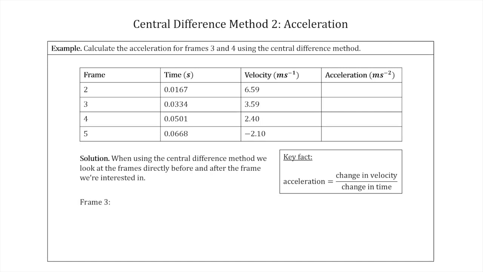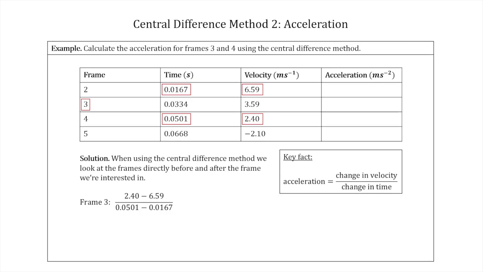Let's have a go at it. So frame 3. First, we want to use the information from frames 2 and 4. So the times and the velocities, and we want to look at the change, so the difference from frame 2 to 4. So we subtract whatever the information was in 2 from the corresponding number in 4. So we plug into that equation, we do that, we get 2.4 minus 6.59. So this is the change in velocity, so we always subtract the one from the previous frame from the one from the next frame because we want the change.